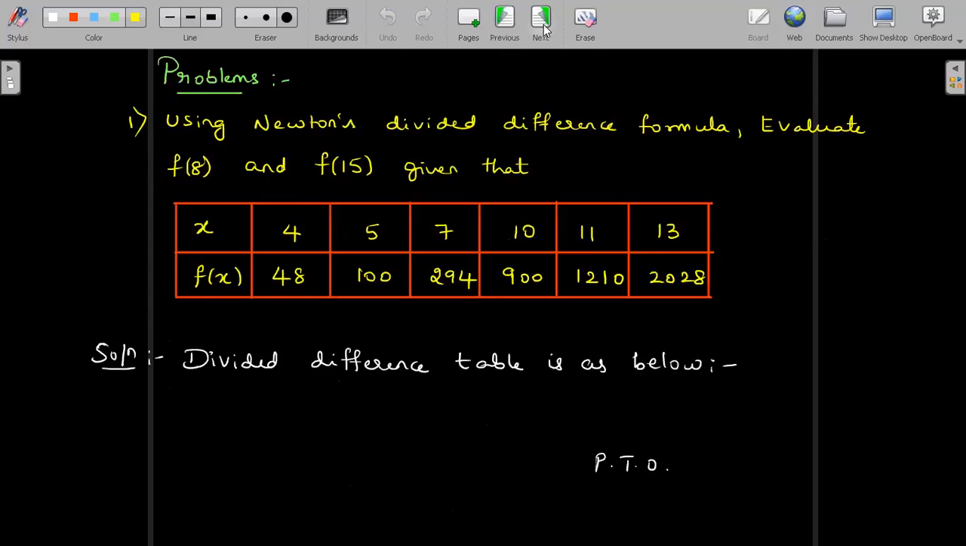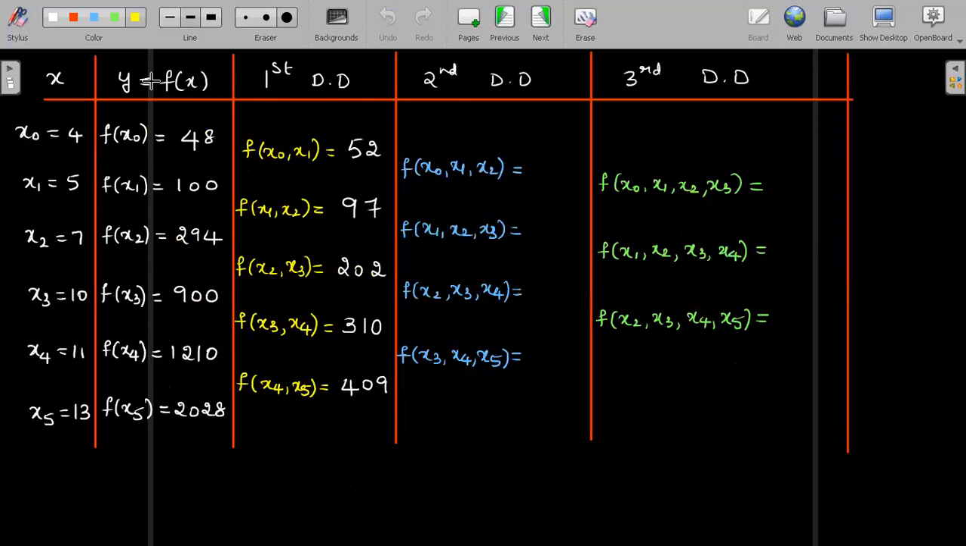So let us see that. We have to now perform the previous first order divided differences, no? Using them, 97 minus 52 divided by the extreme values, as I've already mentioned, x2 minus x0 in the denominator. So 97 minus 52 divided by 7 minus 4. x2 minus x0 is nothing but 7 minus 4. So when we perform this, we are going to obtain 15 as the value here.